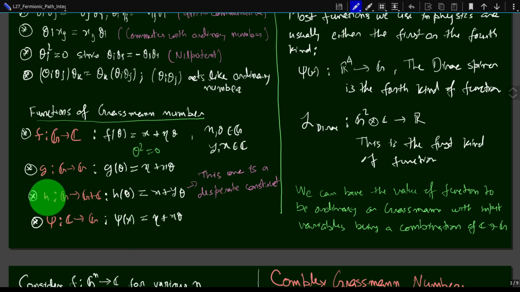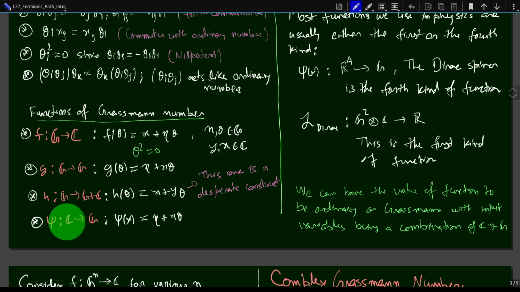And then I'm becoming a bit desperate and saying that this h is a function which takes a Grassmann number and maps it to some linear combination of a Grassmann number and a complex number. Here h of theta is equal to x plus y theta. The first term is bosonic, so to say an ordinary real number. The second term is y times theta. It is the fermionic or Grassmann type. But we can easily say this one is a desperate construct. Usually such mixing is not allowed. I mean, there's nothing wrong with writing it mathematically. So just for completeness, I'm writing this.